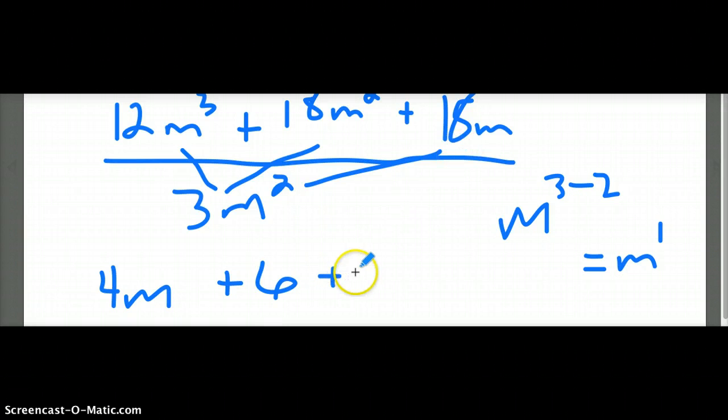And then 18 divided by 3 again gives us 6. And then m to the 1 minus 2 gives us m to the negative 1. That would be m to the 1 minus 2. So we end up with m to the negative 1, or 6 over m.